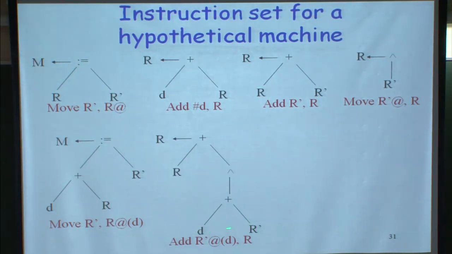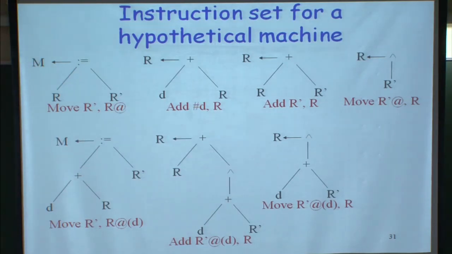So the addition of D and R prime gives me an address, and when I dereference that, it gives me the contents of a memory location. Then I am adding that to R and moving the result into R again. So this is saying: add contents of a memory location into a register and store the result into a register. Or I can have a template which says move contents of a memory location into a register. So now I look at the contents of R prime, add D to that, and that gives me an address. Then I do a dereference and that takes me to R. So this is another possible template.